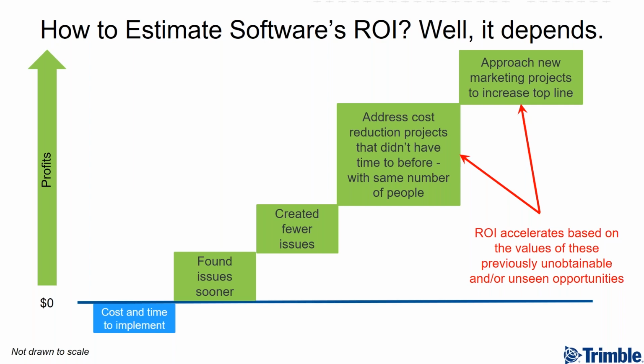Also, you can approach new marketing projects to increase the top line. So one grower told me that he was thinking about adding 50 acres of a specialty grain because he has a connection to a bourbon maker in Kentucky, and without software, it would have been too much time and effort to try and manage 50 acres of a specialty crop and to manage all the costs associated with that. But he had more time to do that because the software made it easier. So I really think, and the rest of Trimble thinks, that the ROI is really in those far two right boxes, because those may have been previously unattainable or previously unseen opportunities. And that's where software can really help.